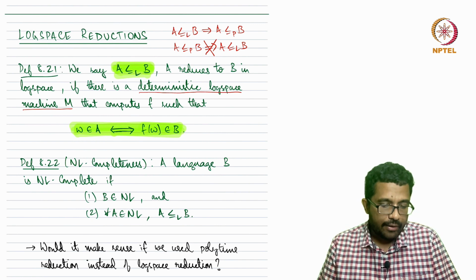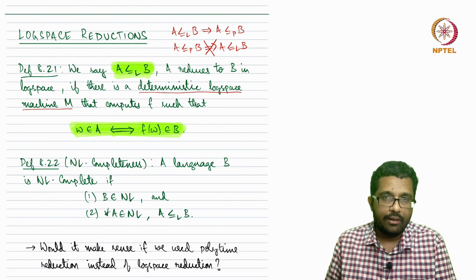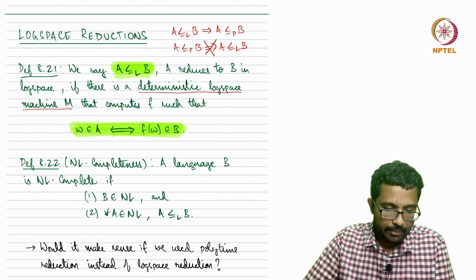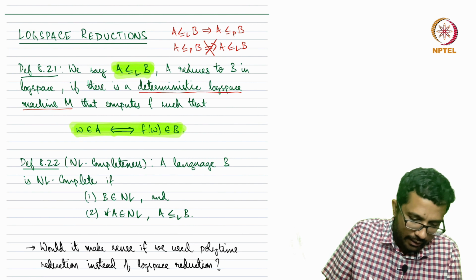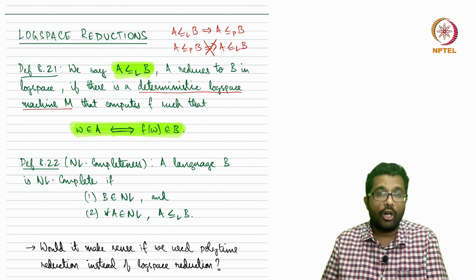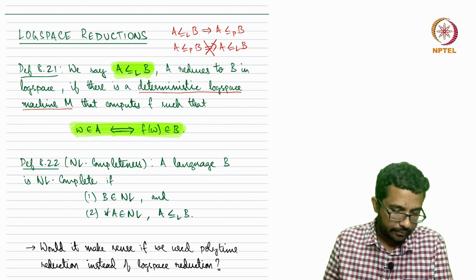So this is the definition of a log space reduction. We say that A reduces to B in log space if this condition is satisfied: there is a log space machine that computes the reduction, and the reduction is standard. So every string in A is mapped to something in B, and everything not in A is mapped to something not in B.